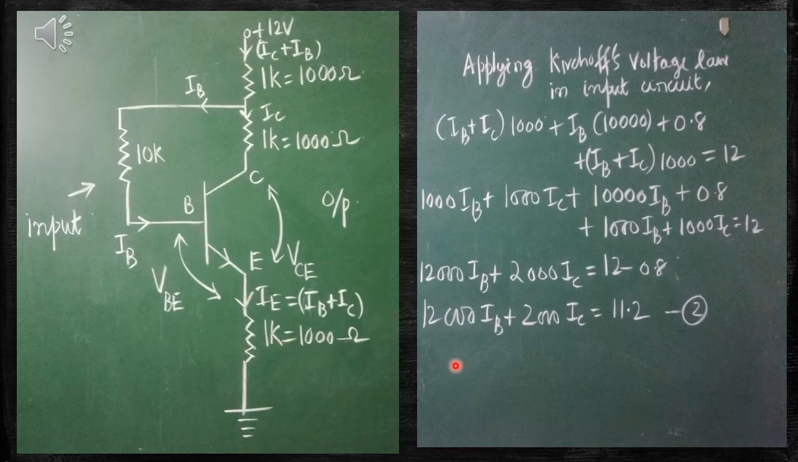If you add the product of the current and resistance in the input circuit, that will be equal to the sum of the EMF across the two extreme ends, that is in between plus VCC and minus VCC. How much voltage is there? 12 volt. So substitute in the formula obtained from Kirchhoff's second law. The final expression will be 12,000 IB plus 2000 IC is equal to 11.2.